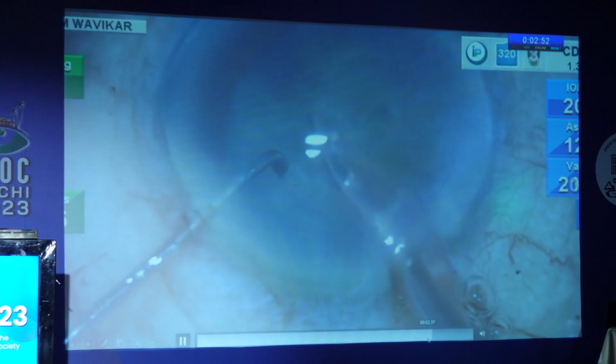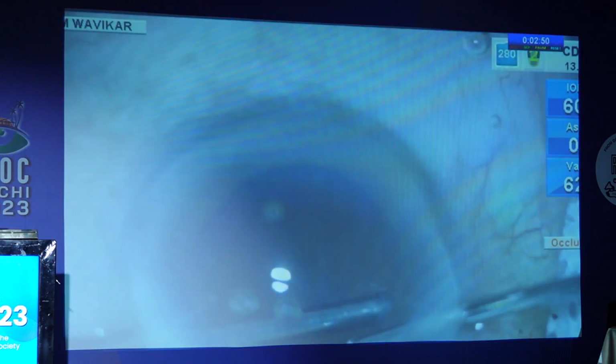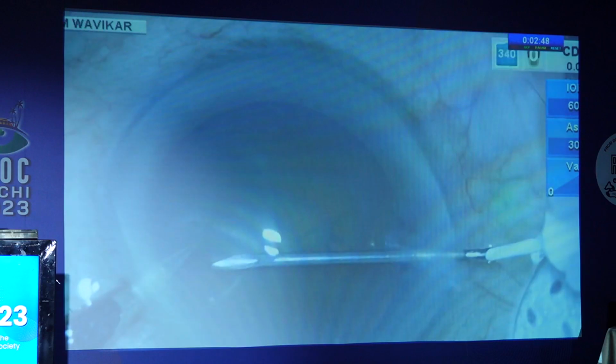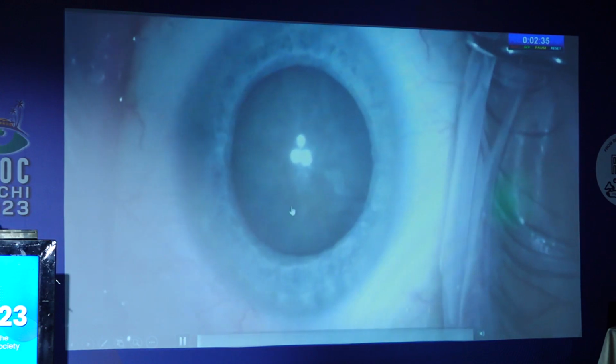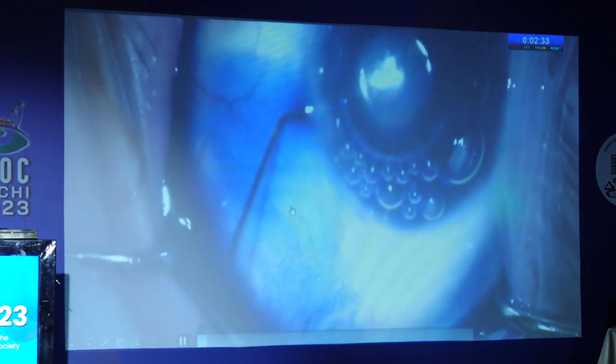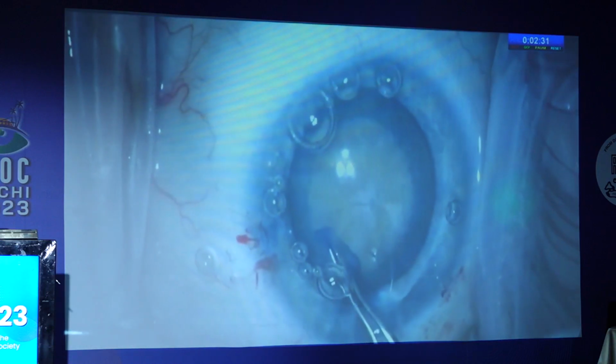Yeah, so it is divided into so many pieces that phaco is really very easy. Remember, the most difficult part for any cataract surgeon is the first chop. If it is taken care of by any instrument, let it be my loop, it will definitely have a positive impact on the surgery.